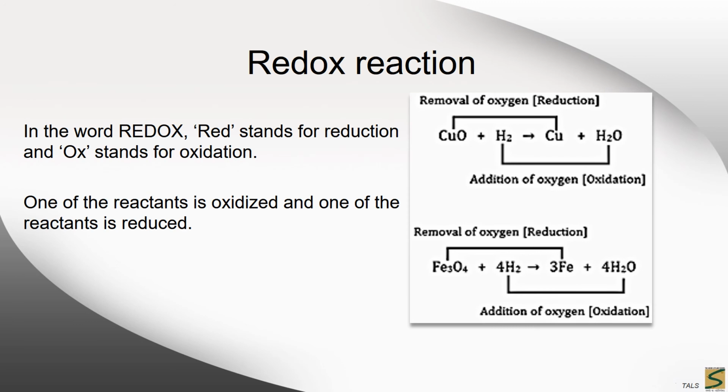Two examples are given here. CuO plus H2 forming Cu plus H2O. Here CuO has become Cu. This is reduction, and H2 has become H2O. This is oxidation. The second example is Fe3O4 plus H2 gives Fe plus H2O. Fe3O4 becoming Fe is reduction, whereas H2 becoming H2O is oxidation.